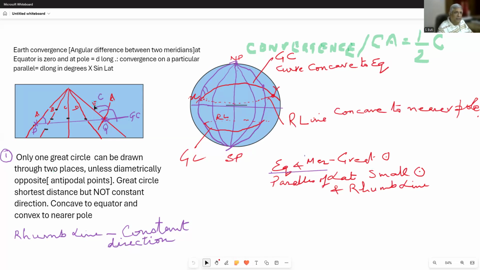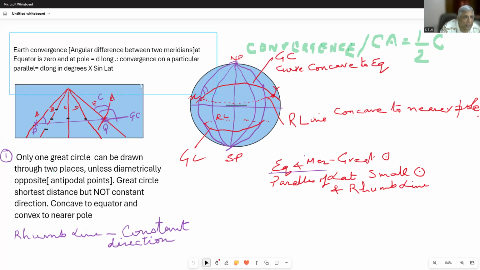So convergency is inclination between two meridians at a given place. Here, I have taken inclination between meridian E and meridian A. So this is the convergency between meridian A and meridian E. At the equator, these meridians are parallel to each other and there is no inclination. If you transfer one meridian this side, left, right, it will not make any angle. But at the pole, it makes a maximum angle, and that is your change of longitude in degrees.